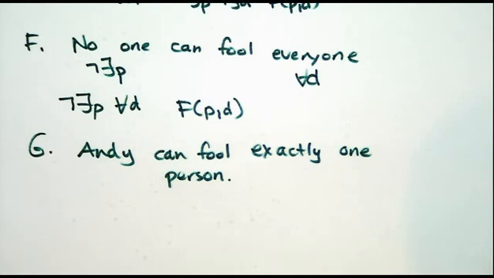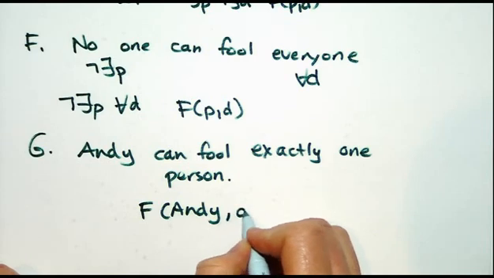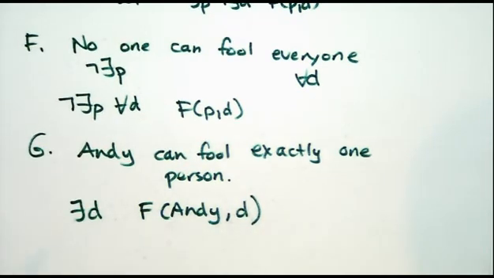Okay, our last one is Andy can fool exactly one person. So we don't have a quantifier for exactly, so we need to do at least one. So we're going to write the predicate calculus for at least one first, and then we're going to fix it to make it exactly one. All right, so Andy's doing the fooling. There's a person he can fool. And since I said there is a person, that's going to be a there exists. So in order for him to do exactly one, there has to be one, right?